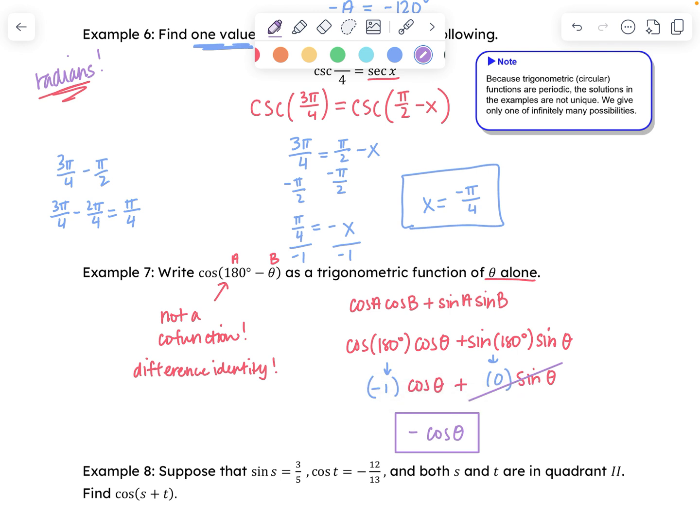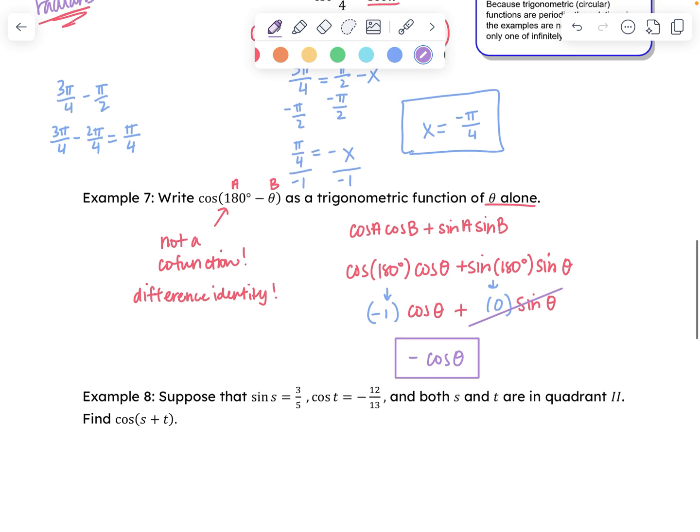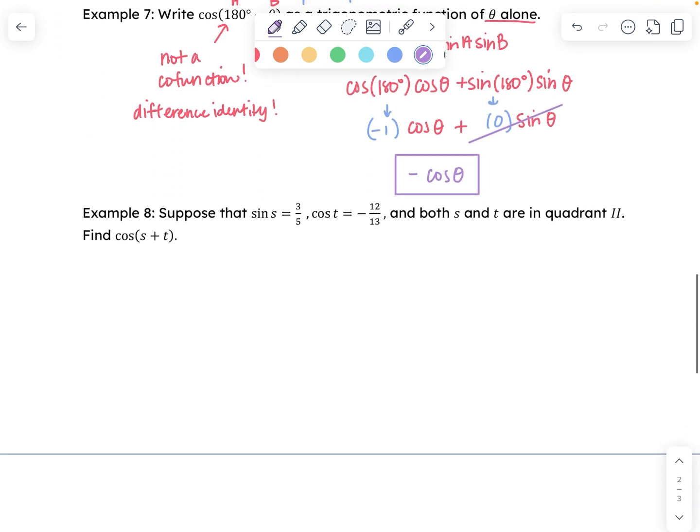And we've got one more problem we're going to look at. Example 8 says, suppose that sine of s is equal to 3/5 and cosine of t is equal to -12/13. Both s and t are in quadrant 2. Find cosine of s plus t. So this is our sum formula.